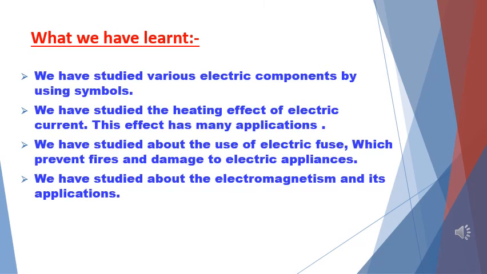Let us now summarize everything that we have learned in the chapter. So in this chapter, we started by learning various symbols that are used to make a circuit. We have studied the heating effect of electric current and how it is used in different appliances. We have studied about electric fuse, which prevents fires and damage to electrical appliances. We have also studied about magnetic effect of electric current, electromagnetism, and its applications.